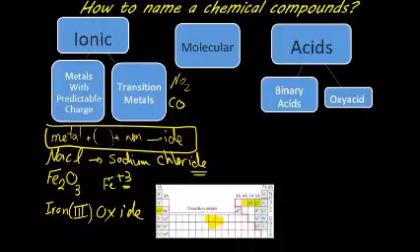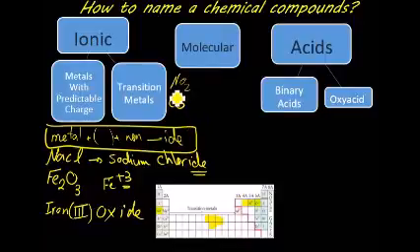So NO2, how many nitrogens? 1. How many oxygens? 2. For the first element, if it's 1, we don't say the number 1. We start numbering the first element from 2 and more. For the second element, if it's 1, we say mono. So in this case, let's name that.